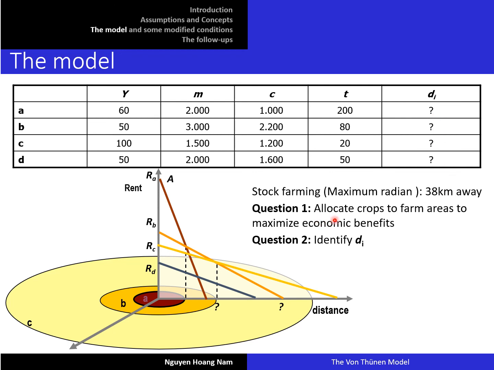You have to allocate crops to farm areas to maximize economic benefits. Question 2, identifying DI. DI here stands for D1, D2, D3, D4. You have to calculate 4 of them. So let's spend a little bit of time, maximum 50 minutes, to analyze the questions and try to answer the questions.